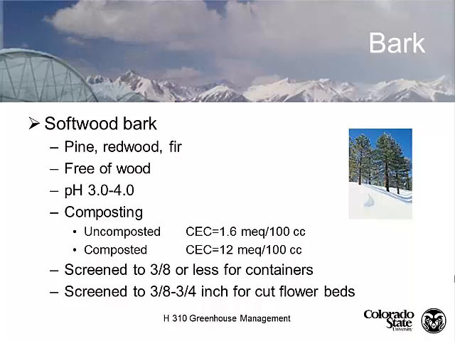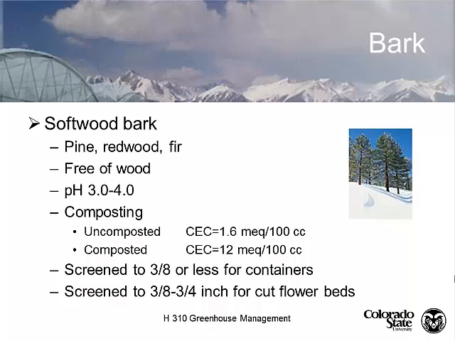Barks. We're going to split them into two categories: softwood barks and hardwood barks. Softwood barks are primarily pine, redwood, fir. The bark needs to be free of wood because we want lignified tissue, not cellulose material that's full of the xylem and such, because the cellulose is like sawdust and it's going to cause a lot of nitrogen deficiency. We want it free of wood. The high yielding pine, southern pine bark and redwood and fir bark is going to be a pH of about 3 to 4.